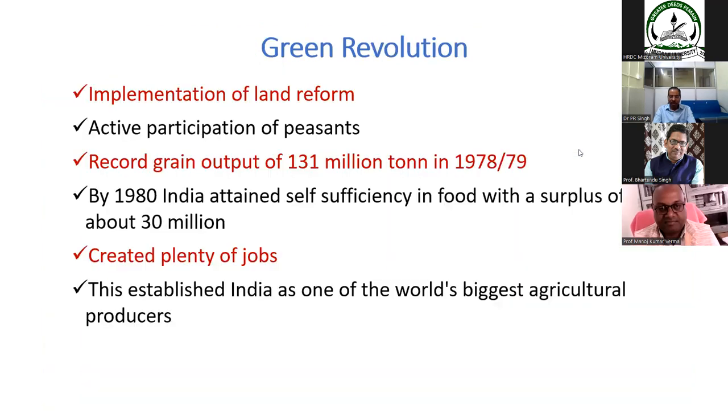Then we're talking about the green revolution, because in our country there are so many revolutions: blue revolution, yellow revolution, green revolution, then white revolution. So you know about all these revolutions, and we discuss the green revolution. The green revolution is basically related with the supply of food to all people, and being one of the biggest agriculture producers. Then there was active participation of the peasants, and a record grain output of 131 million tons in 1978 through introducing hybrid varieties, drought varieties, and some other things.